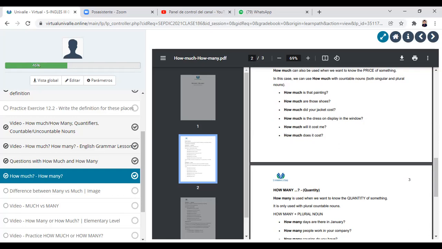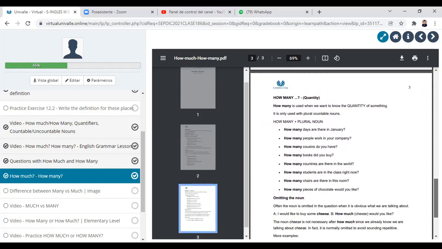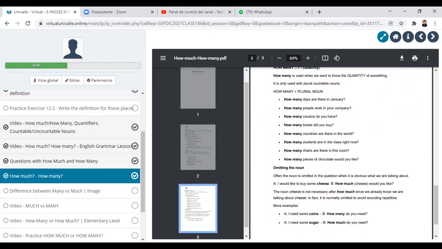How many for quantity? How many is used when we want to know the quantity of something, and it is only used with plural countable nouns. How many plus plural noun? How many days are there in January? How many people work in your company?